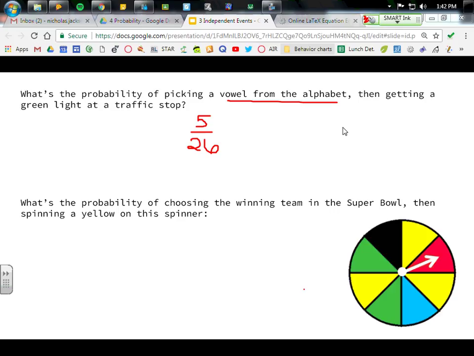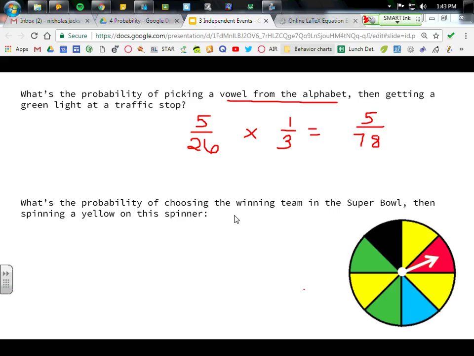Then the probability of getting a green light at a traffic stop would be 1 out of 3. So we just multiply these two probabilities together, and we would get 5/78, which we can't simplify. So that's the probability of those two events. Once again, picking a vowel from the alphabet is not going to change your probability for getting a green light at the traffic stop.